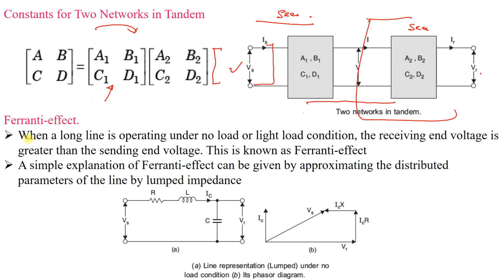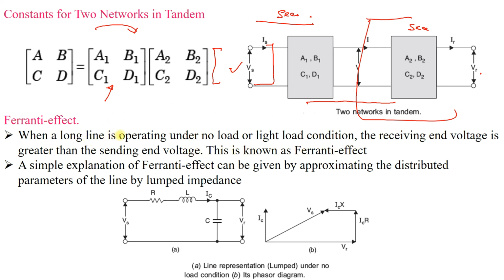And the remaining portion in this module 2 is the Ferranti effect. Ferranti effect means when a long transmission line is operating under no load or very light loaded condition, and when the length of the line is very high, usually you can see that the charging current will be higher. Sometimes the receiving end voltage is greater than the sending end voltage. This is known as the Ferranti effect.